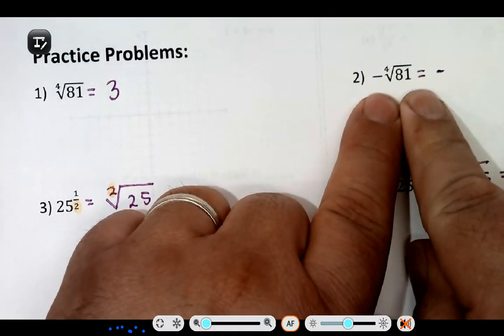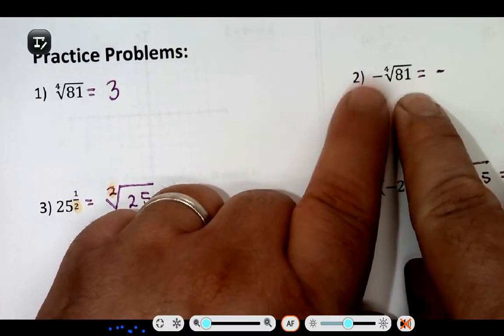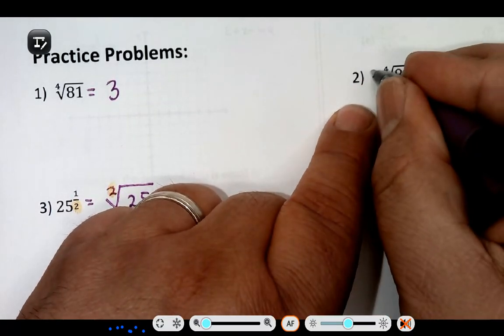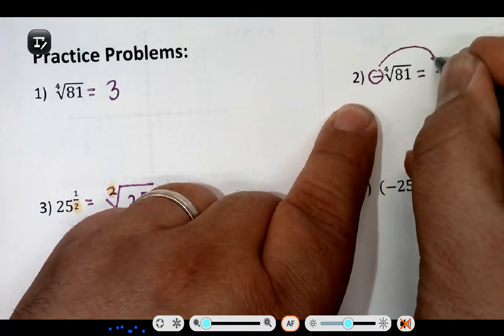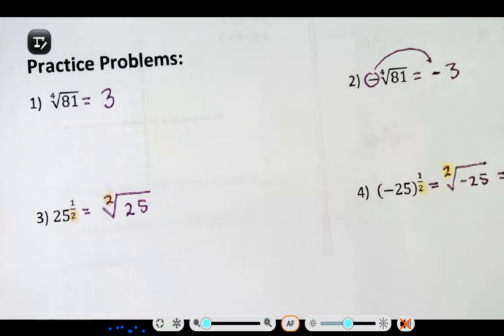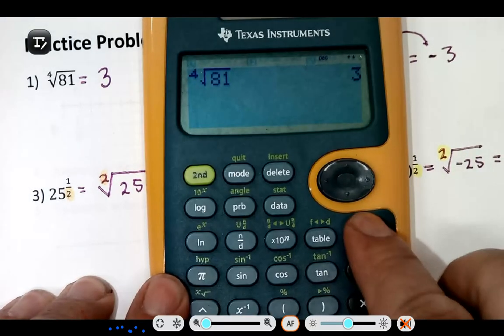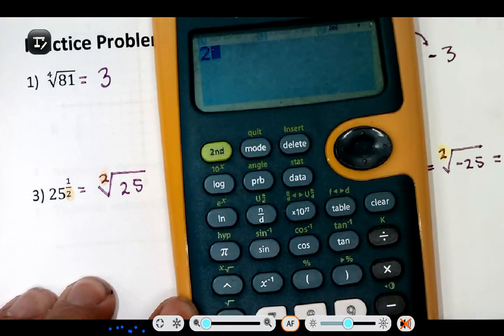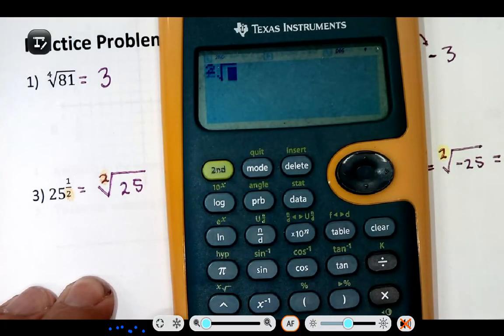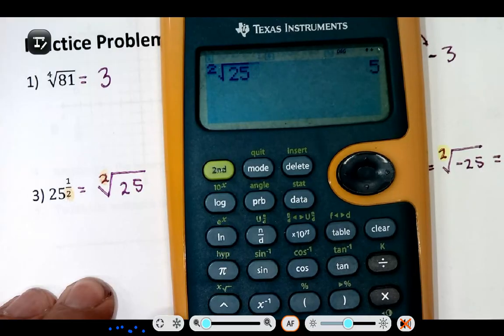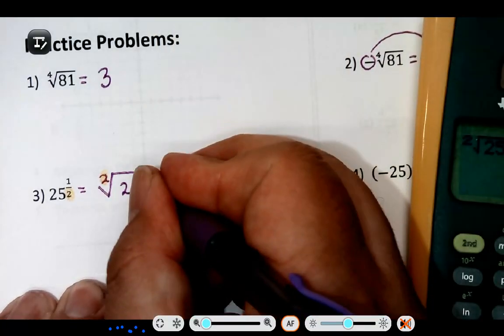Now, this is exactly the same thing. So if you did this on the calculator, there's your negative outside, so we wrote it, but then you should also still have a 3. All right, now square root of 25. Now you could do it this way too. You could type in the 2, you could do a second root, square root of 25. Your answer should be a nice little 5 as well.